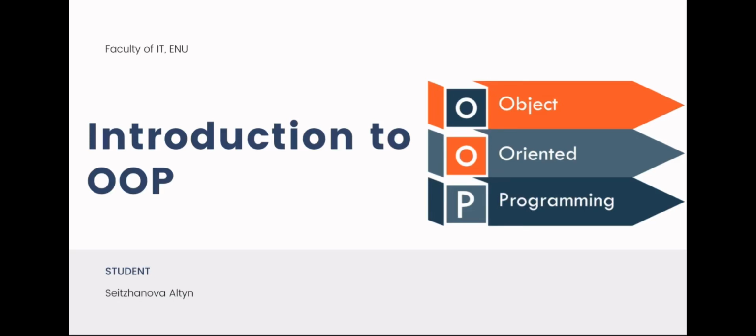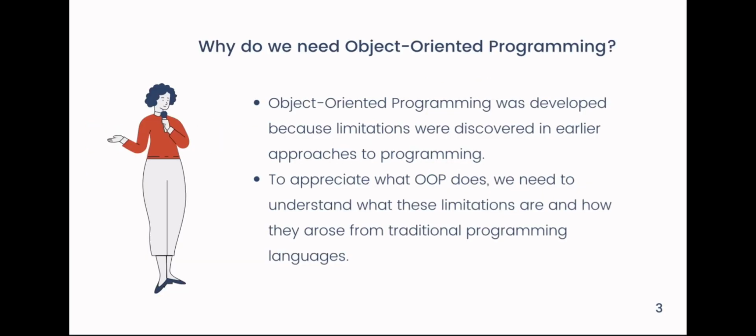Introduction to Object-Oriented Programming. Object-oriented programming was developed because limitations were discovered in early approaches to programming. To appreciate what object-oriented programming does, we need to understand what these limitations are and how they arose from traditional programming languages.